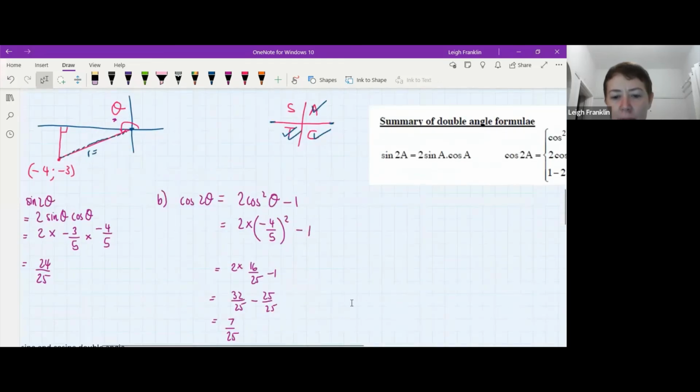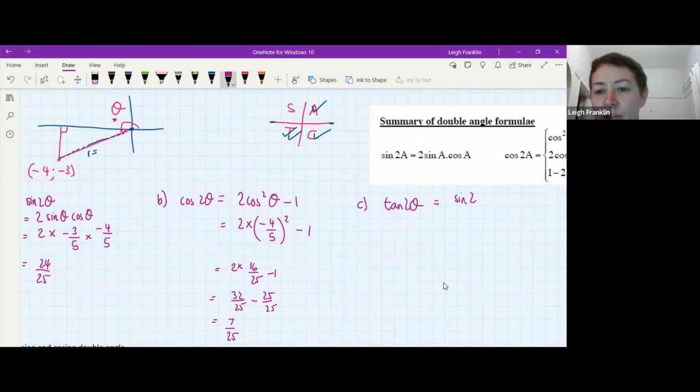Tan 2 theta. All right, so tan 2 theta, we would write that as? Sine 2 theta over cos 2 theta. Exactly. Well done. Okay, so we would write tan 2 theta as sine 2 theta over cos 2 theta.